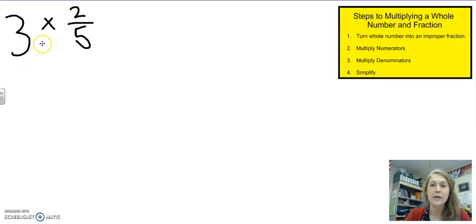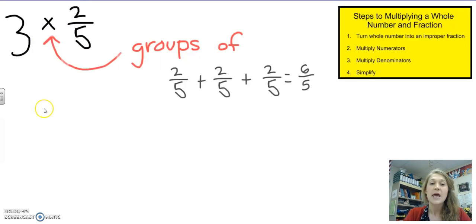We have the problem 3 times 2/5. Another way that we could read this is to, instead of saying times, to say groups of. We're looking for 3 groups of 2/5. That's the same thing as repeated addition. So we could solve this problem by doing 2/5 plus 2/5 plus 2/5, which gives us 6/5. But we know that repeated addition is the same thing as multiplication. So we can also solve this problem using the multiplication standard algorithm for multiplying a whole number and a fraction.